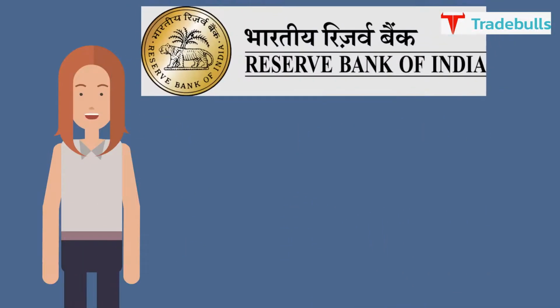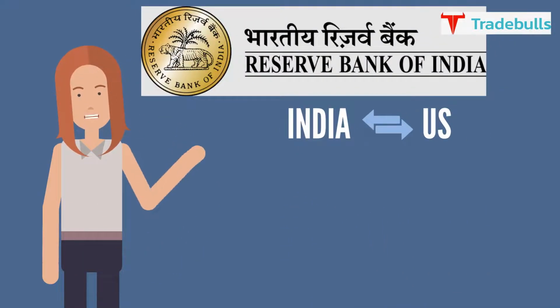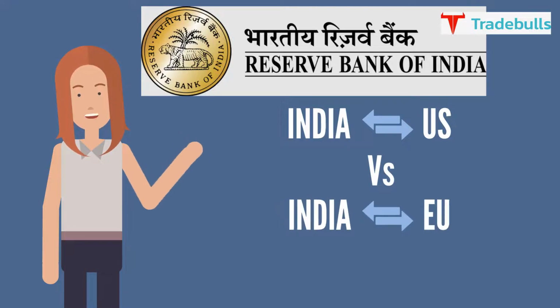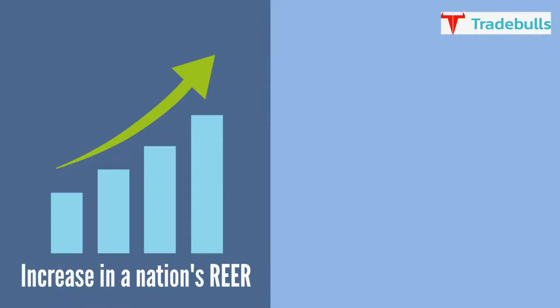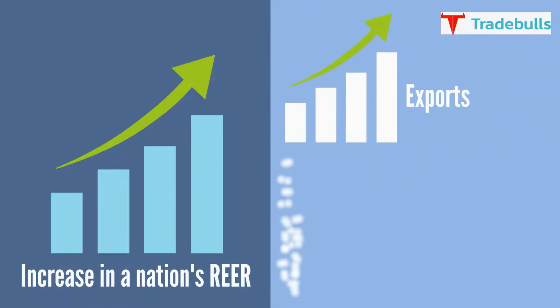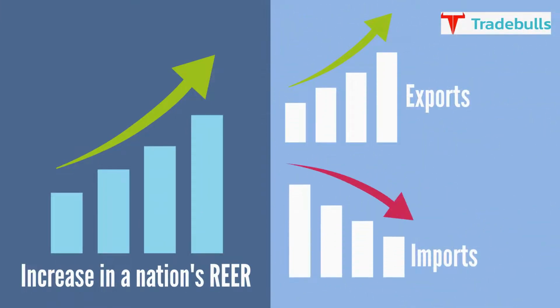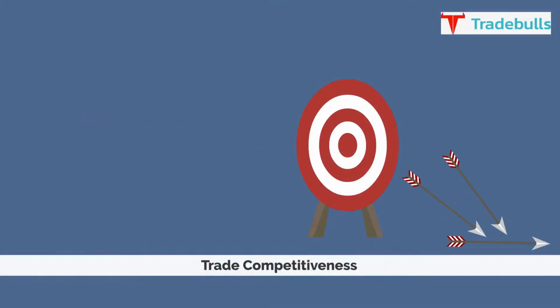This would allow RBI to determine the trade competitiveness of India, with the US, when compared to the EU and China. An increase in a nation's REER is an indication that its exports are becoming more expensive and its imports are becoming cheaper. It is losing its trade competitiveness.